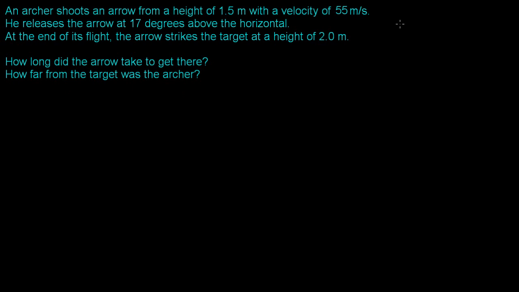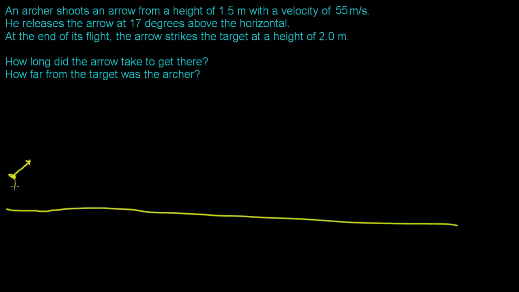Well, let's start by drawing a picture. Okay, so we're going to fire our arrow. This is going to be the arrow. And it starts at a height above the ground of 1.5 meters. Okay, we know that later it hits the target over here at a height above the ground of 2.0 meters. Right, what else do we know?